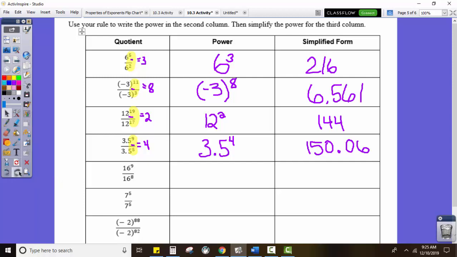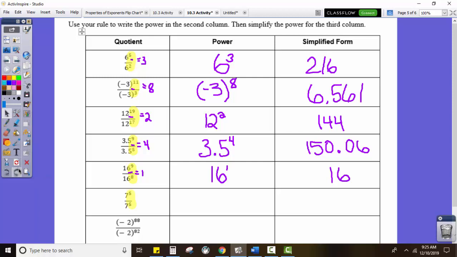Next one, 16 to the 9th divided by 16 to the 8th. So you're thinking in your head, 16 9 times on the top, 16 8 times on the bottom. Remember, when in doubt, you could write it out and cancel out the pairs that equal 1. But I'll subtract the exponents. 9 take away 8 is 1. So I have 16 to the 1st power, which is just 16.